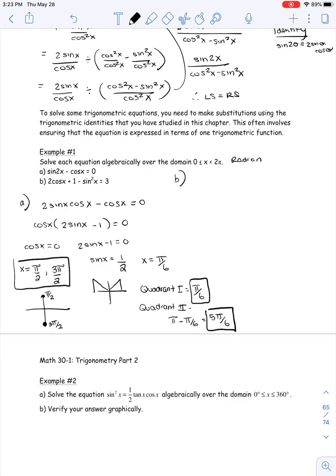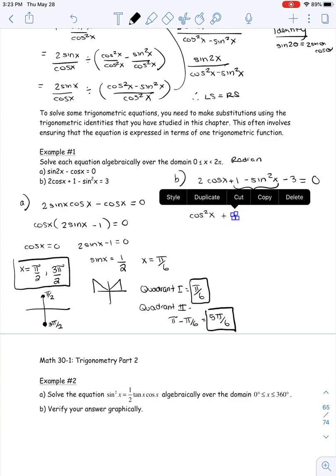Example B. So far we have 2 cos x plus 1 minus sine squared x, and then we'll bring that 3 over to become minus 3. If you look, this right here can be replaced with cos squared x. So we're going to rewrite it in standard form, as with a quadratic function, putting the squared value first, then the 2 cos x next.